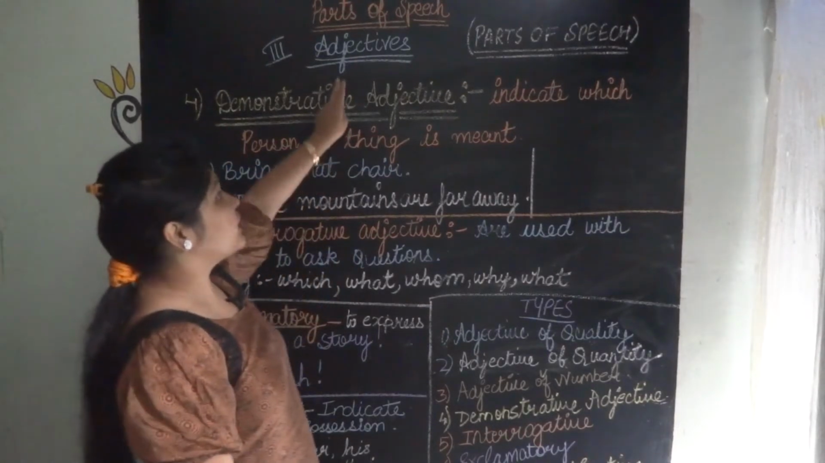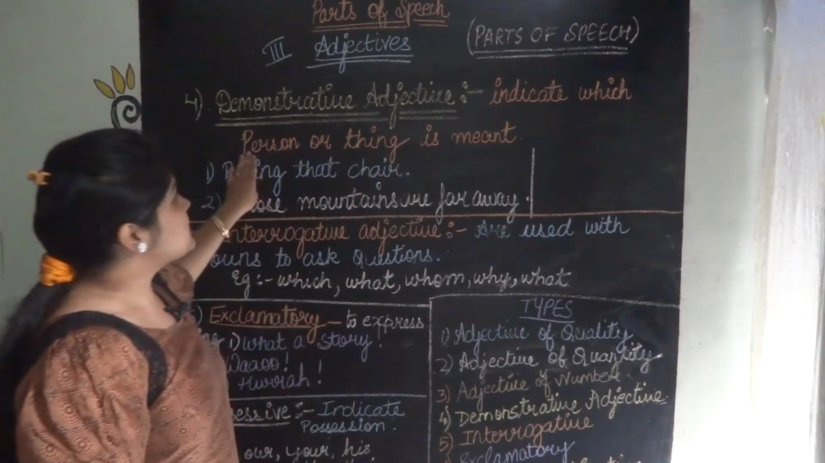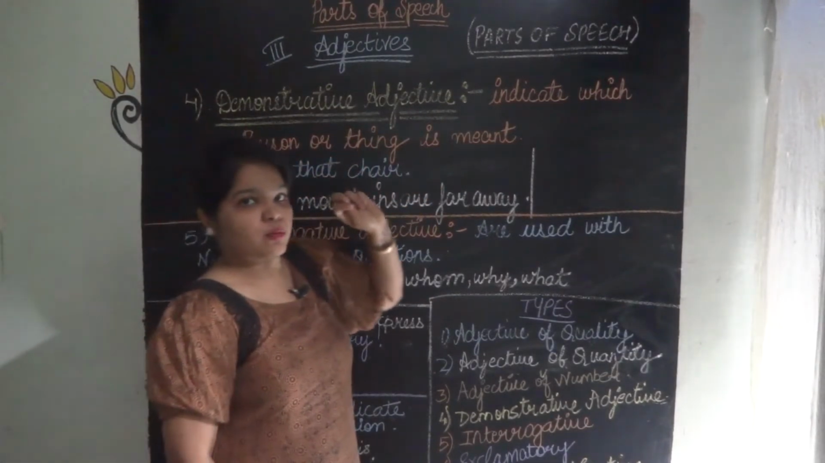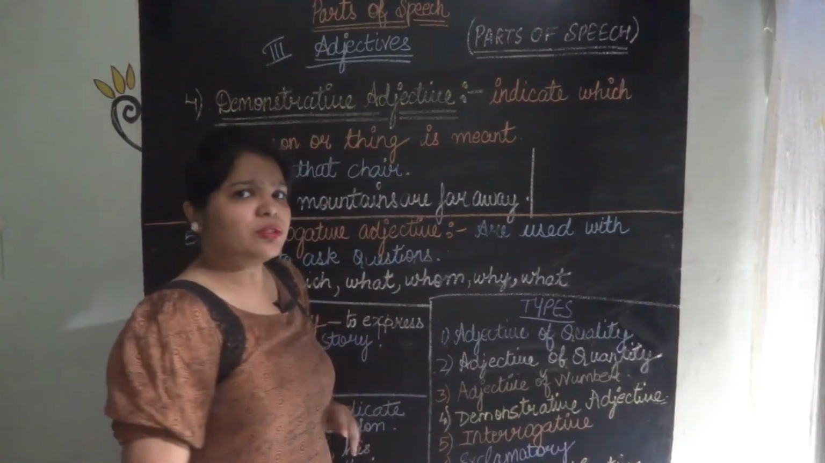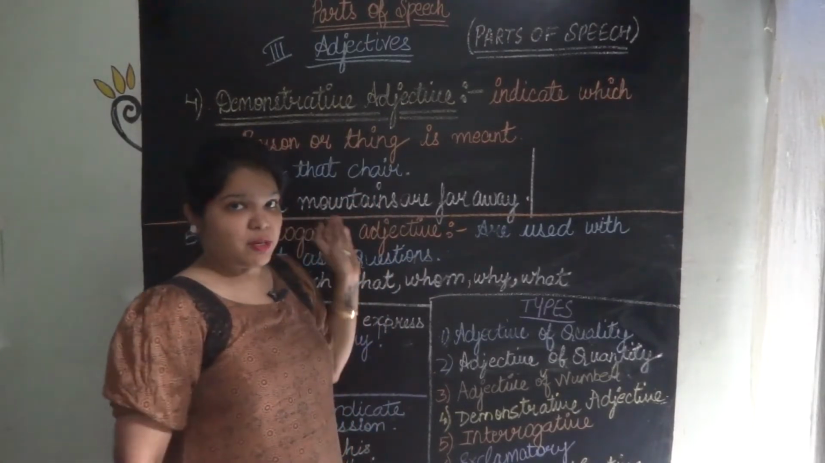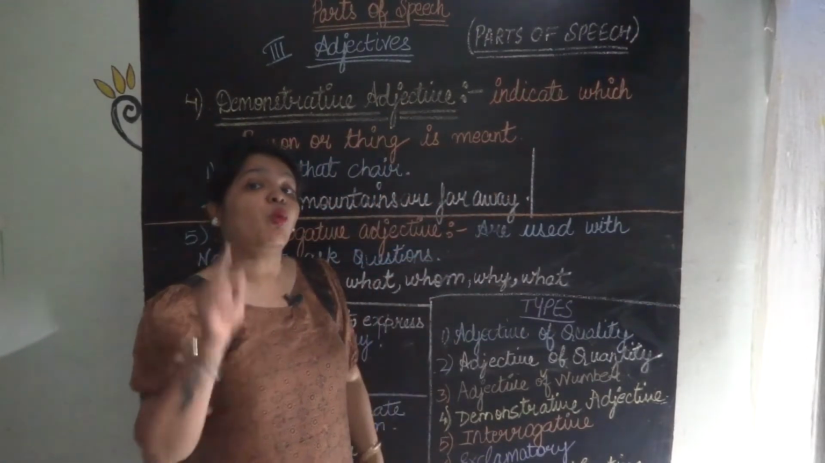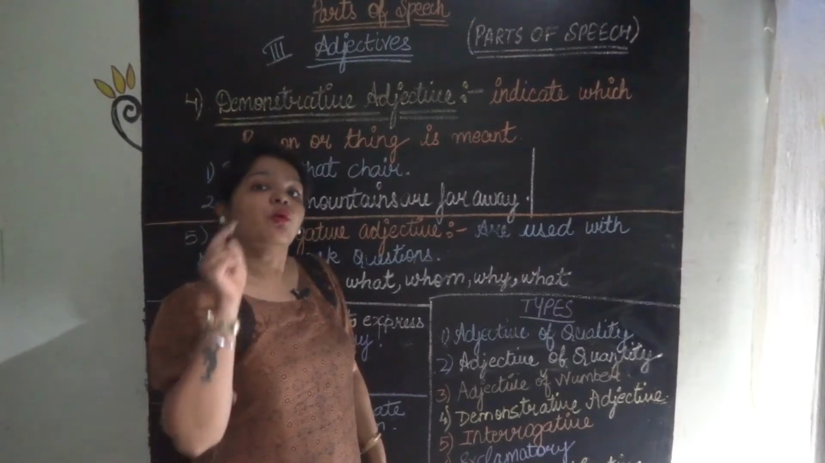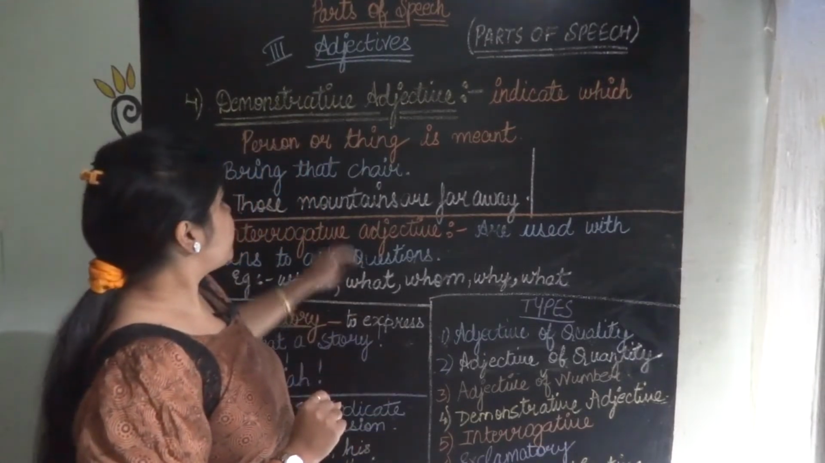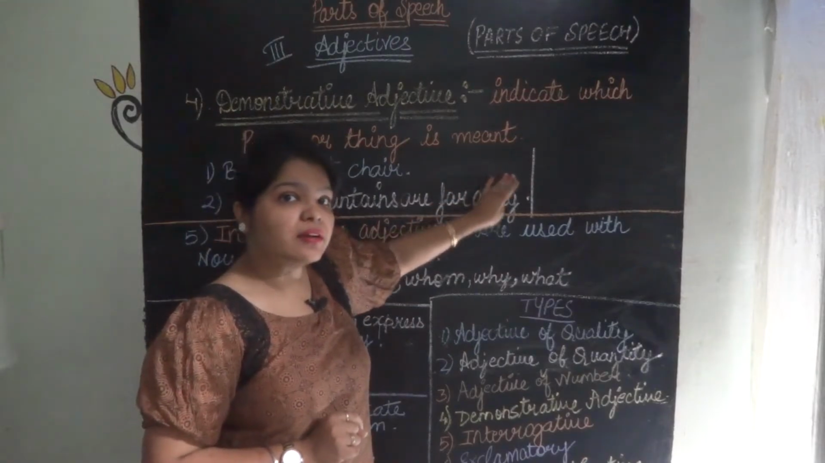The fourth type of adjective is the demonstrative adjective. As you already know about the demonstrative adjective, if you have seen my videos which I have done before. So what does demonstrate mean? To indicate, to point out, isn't it? Indicate which a person or thing is meant.